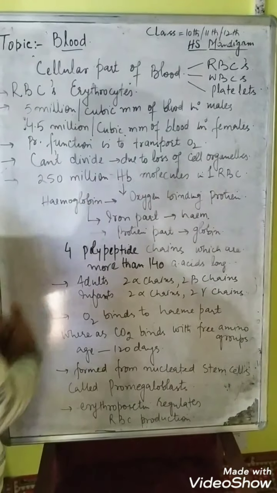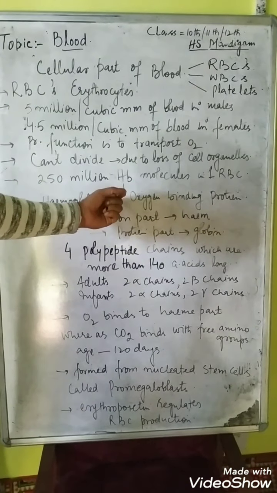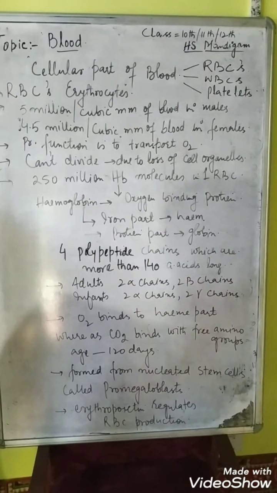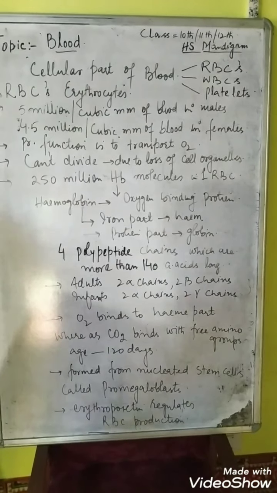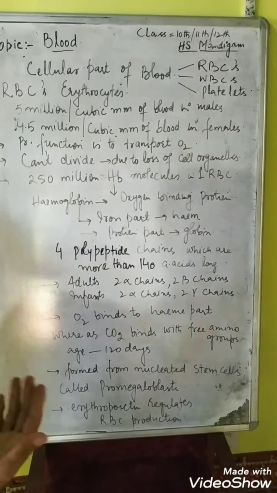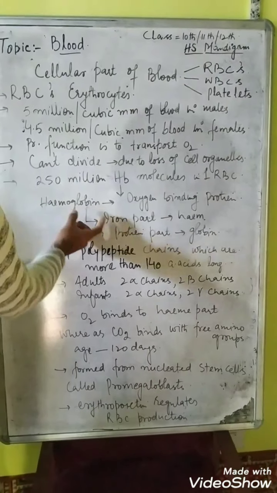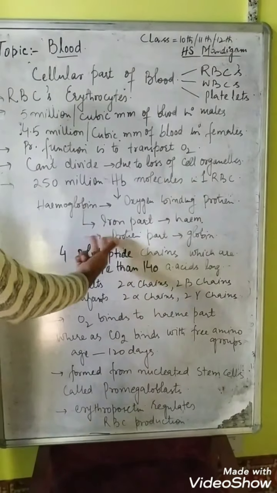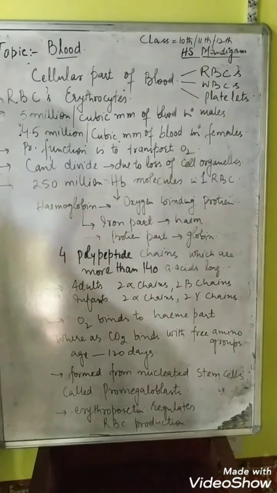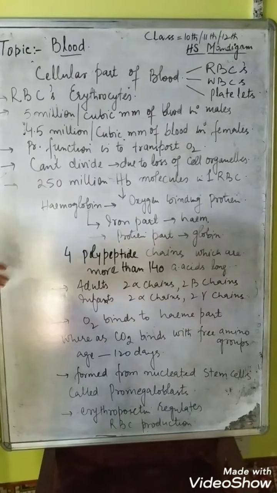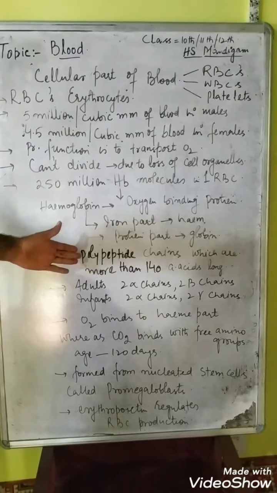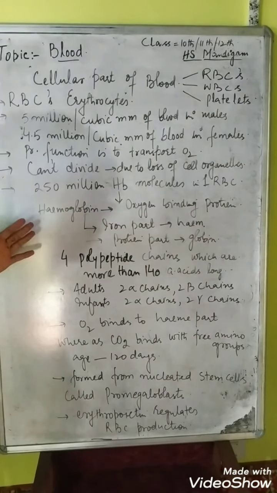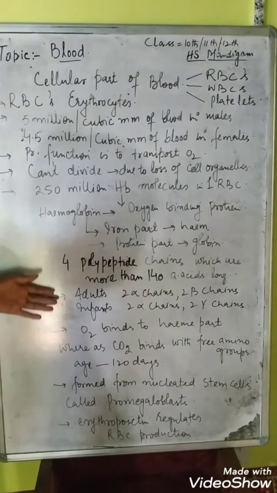So what is this hemoglobin? Hemoglobin is actually a protein. It is an oxygen carrying or oxygen binding protein of the blood, which carries oxygen, and it even carries carbon dioxide and helps in the transportation of the gases. This hemoglobin contains two components. One is the iron part, which is called the heme part, and the other is the protein part, which is called the globin part. Now this hemoglobin consists of 4 polypeptide chains, which are around 140 amino acids long, even more than 140 amino acids long.